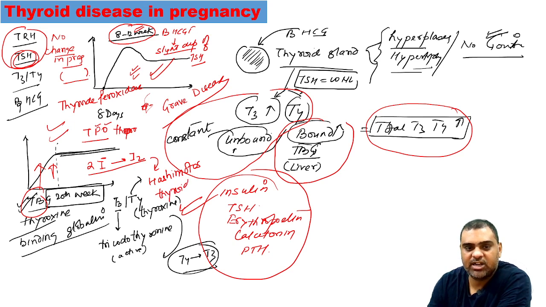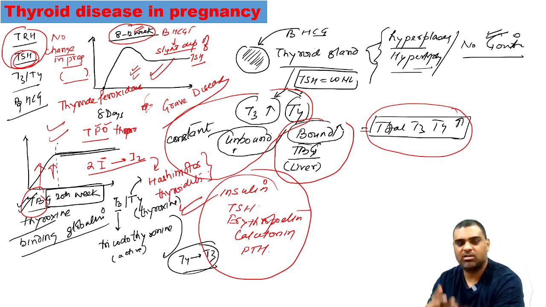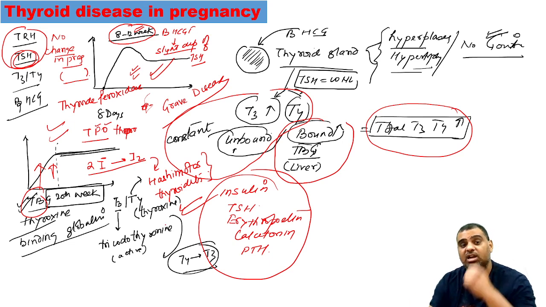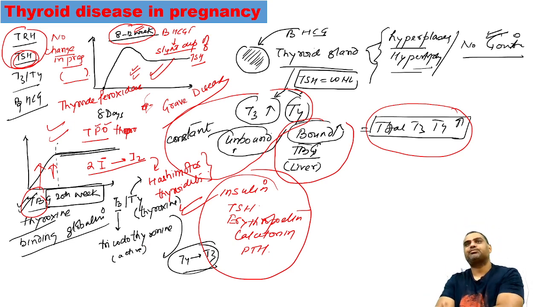Hashimoto's thyroiditis has already been explained to you in surgery, but please remember that the anti-TPO antibody was earlier called thyroid microsomal antibody. Now it is called TPO antibody, seen in Hashimoto's thyroiditis. Okay, so this is what.